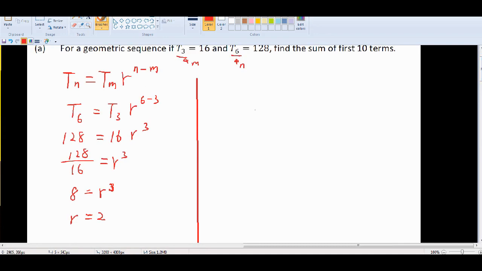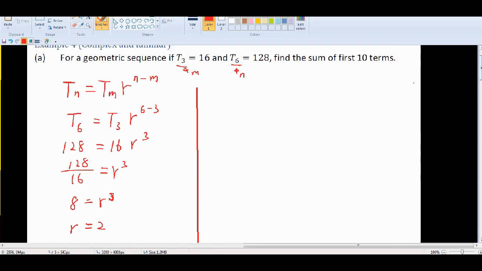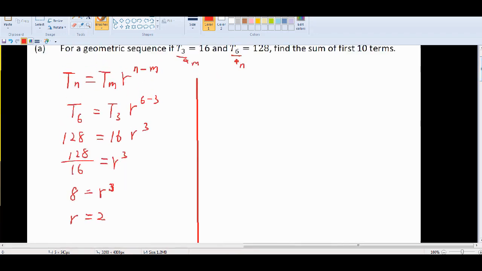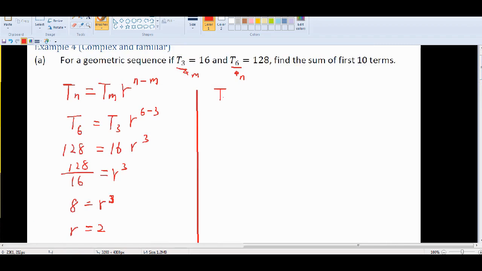Okay, then we're going to do the next one. Find the sum of the first 10 terms. Sorry, we haven't done it. We need to find T1 as well, alright? How could we find T1? We use another formula. T3 equals T1 R squared. T3 is 16, and T1 is what we're going to find. R is 2. By doing this, you know that T1 will be 4.